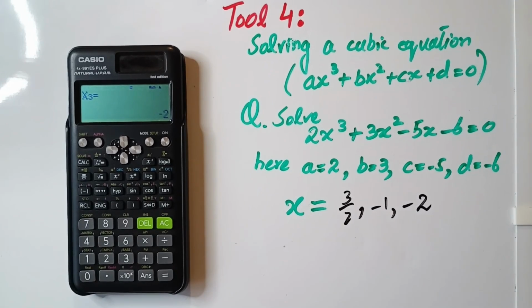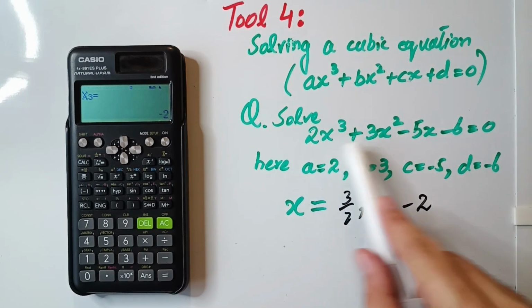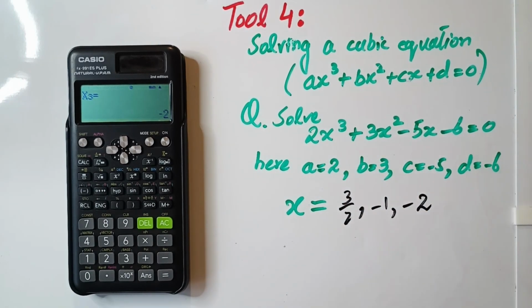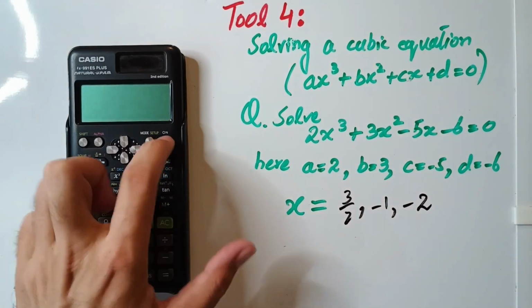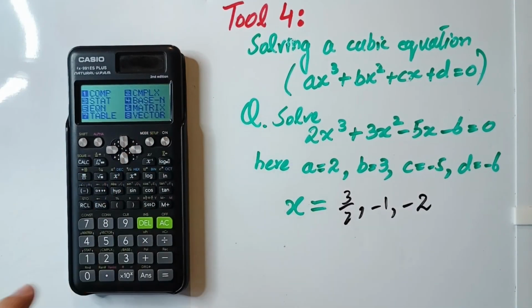So here is the procedure. This is how we can solve a cubic equation, but it must be in standard form, and if the equation is not in standard form, it must be converted to this standard form in order to solve using the calculator. So that's it. In order to go back to normal mode, just press Setup and 1.